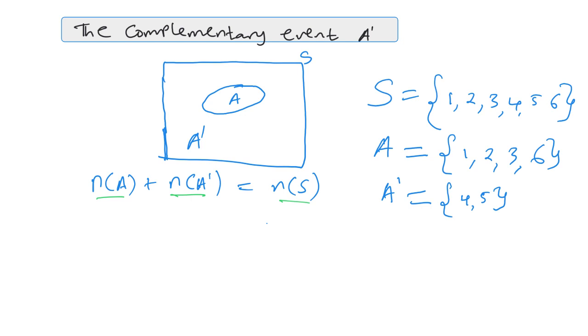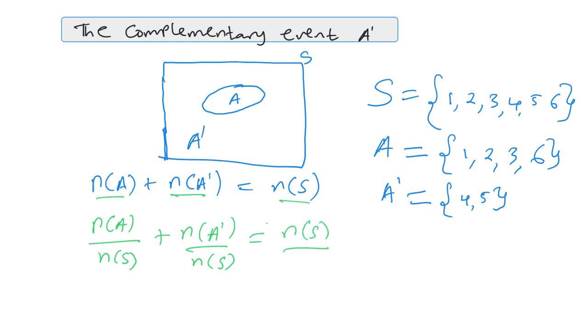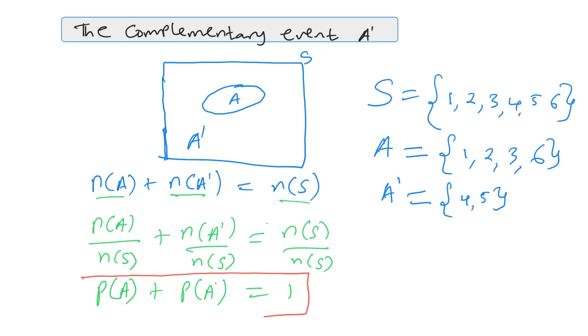Now to get probabilities, we divide through by the number of the sample space. Number of A divided by number of S, plus number of A complement divided by number of S, will be equal to number of S divided by number of S. The number of A divided by number of S is the probability of A, plus the probability of A complement, and this is equal to 1. This result is so useful in probability. It is a result relating to complementary events. The probability of an event plus the probability of its complement sums to 1.